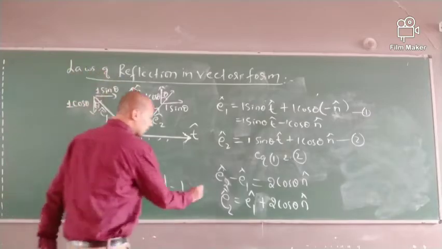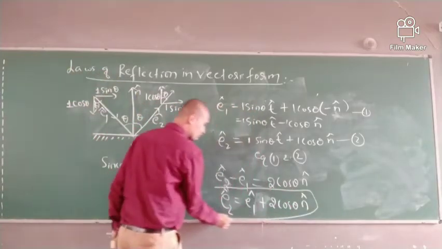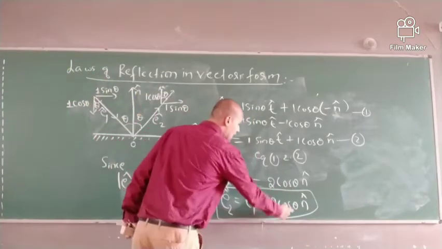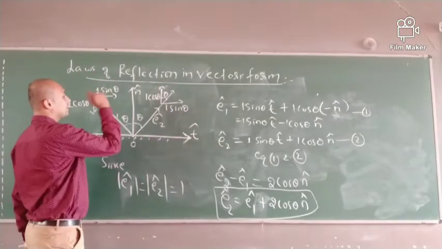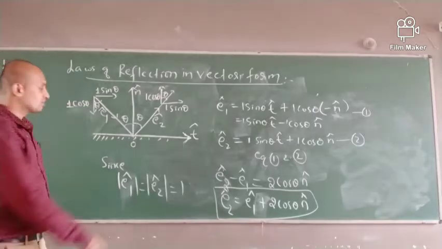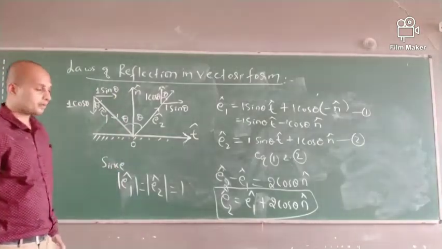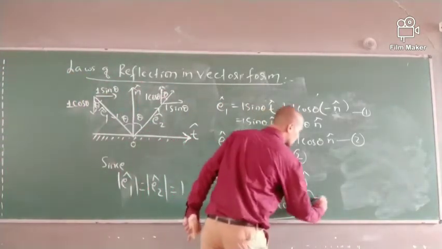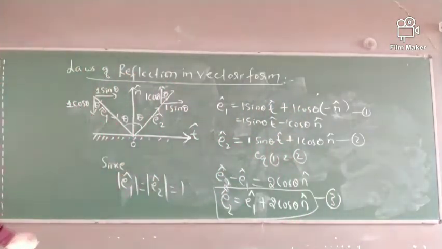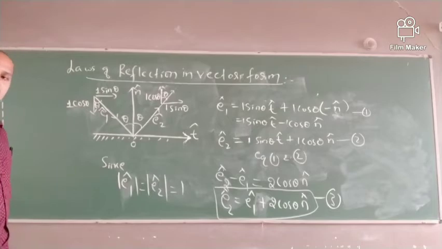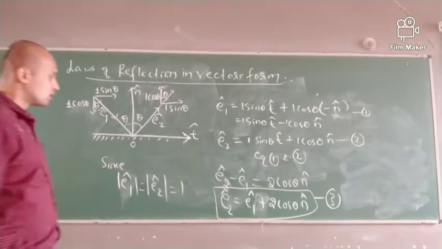What is it? Remember this. This is one format where theta is the angle between incident ray and normal, not reflected. Correct? Let us keep this equation as 3. I hope you have understood till here.